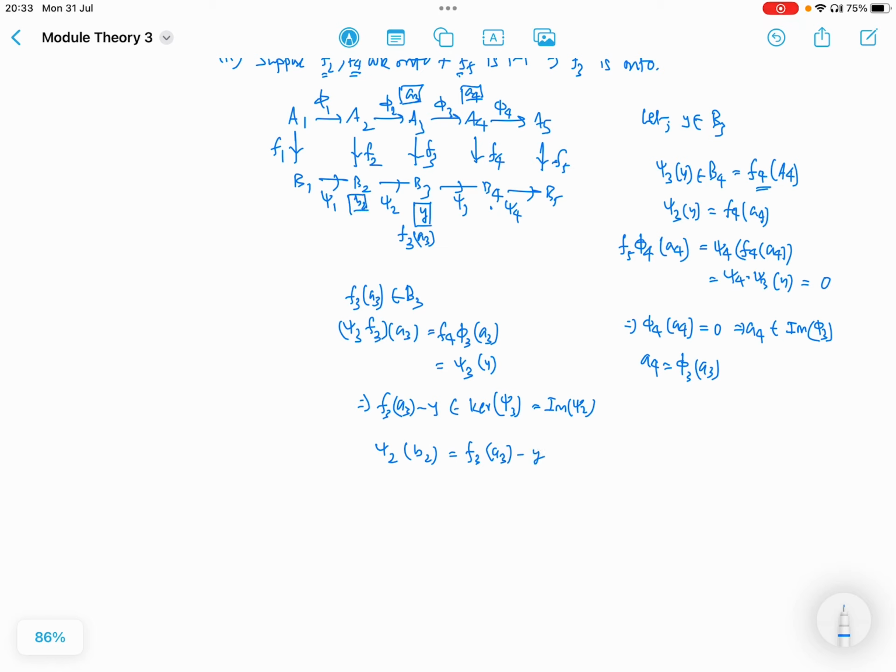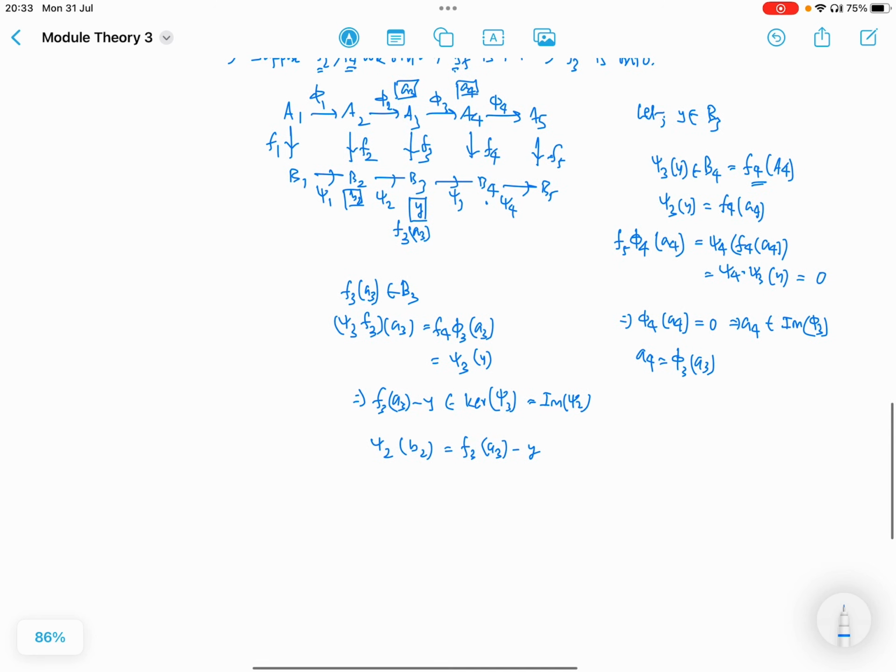And now just apply the fact that F2 was surjective. So this b2 will have a pre-image. Let's just call it small a2. This is inside capital A2. So this is F2 of a2. Okay, now we are almost here.